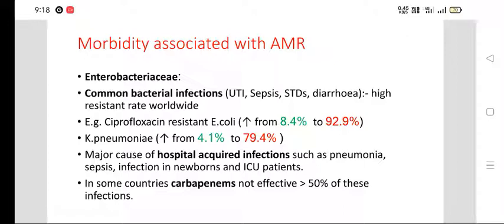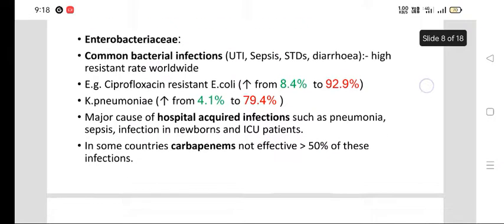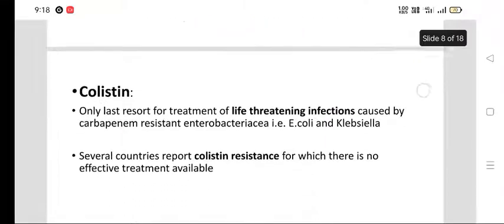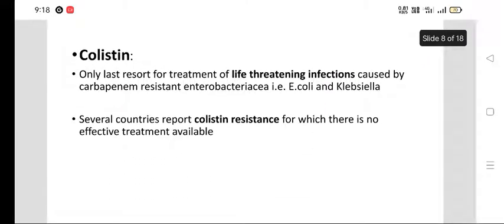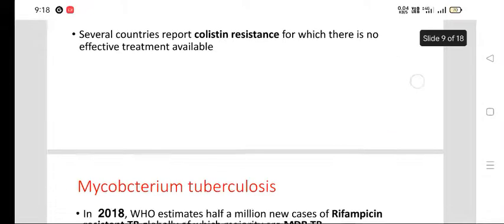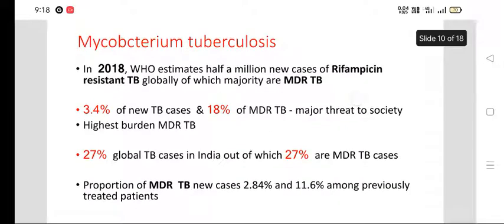In some countries, carbapenem is not effective in more than 50% of these infections. So what options do we have? Options like colistin. Colistin is the only last resort for the treatment of life-threatening infections caused by carbapenem-resistant Enterobacteriaceae like E. coli and Klebsiella. But several countries report colistin resistance, for which there is no effective treatment available. So just imagine what is happening.